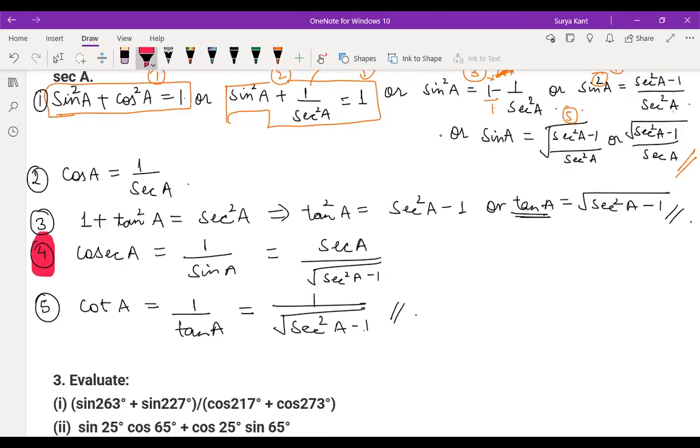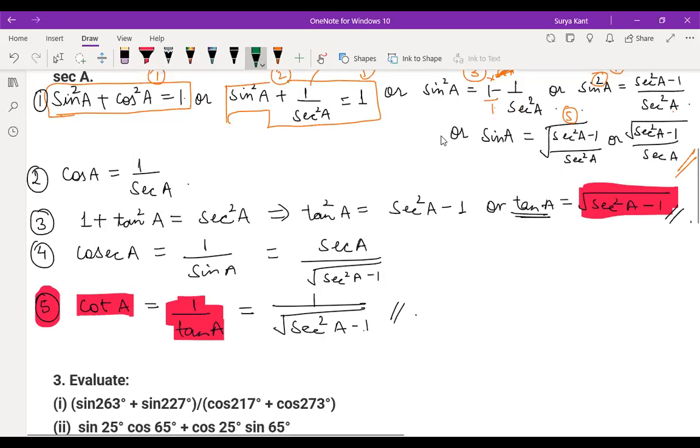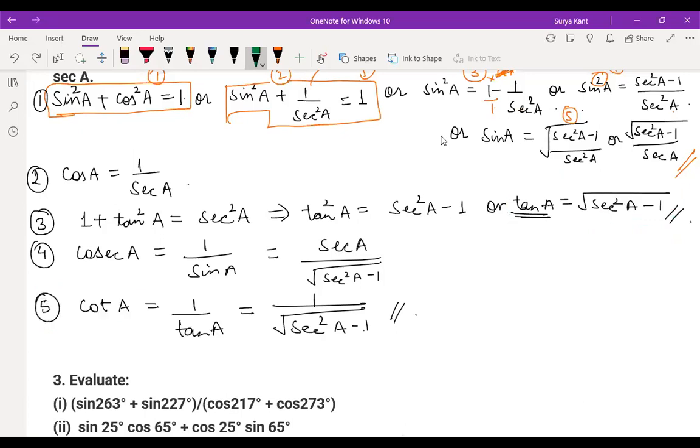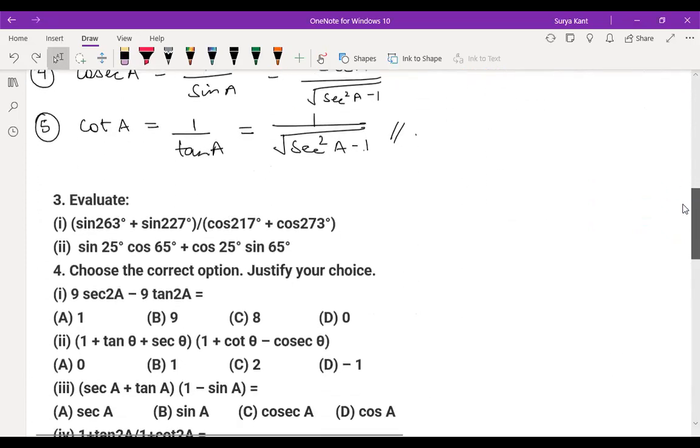See, fifth one is cot A, that you know. Cot A is reciprocal of tan A, right? Tan A we are getting here sec square A minus 1. And here 1 is hidden over here. So cot A is reciprocal of tan A. It means you just reciprocal this also: 1 divided by sec square A minus 1. Now it's clear or still doubt? Yes, sir. If you understood fourth one, fifth one is similar to that. Okay, children, I hope everyone understood this. Now I'm just going to question number 3.